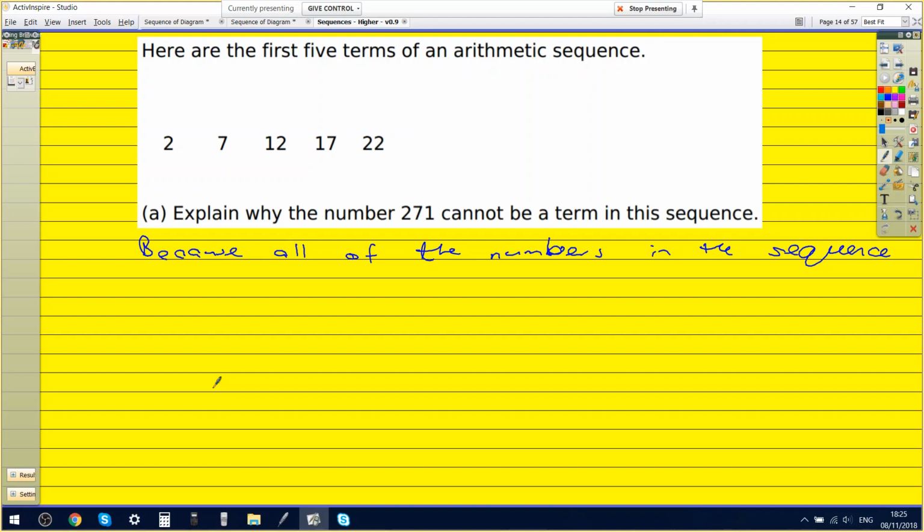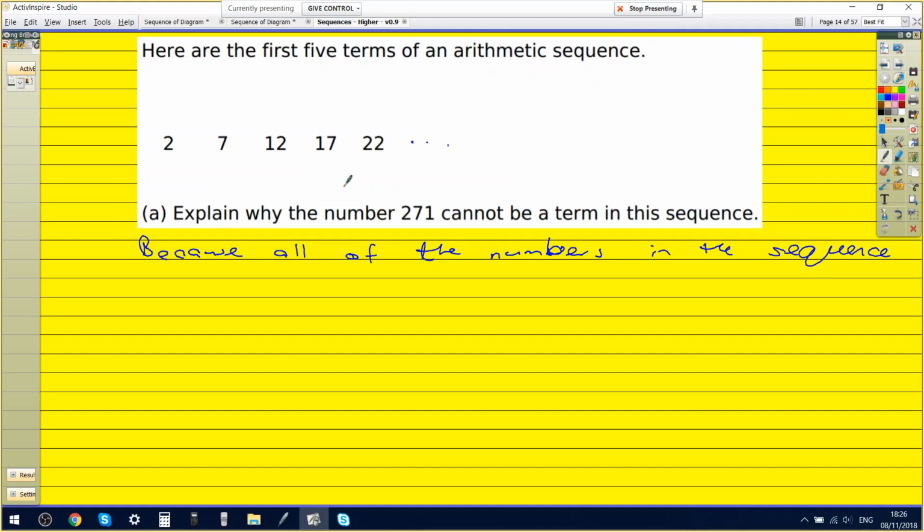Is it prime numbers? No, it's simpler than that. Simpler. Yeah. So just by looking at it, why will this number never come up in the sequence? Is it because it goes up in fives and it won't end up in that sequence? Why won't it end up in the sequence?